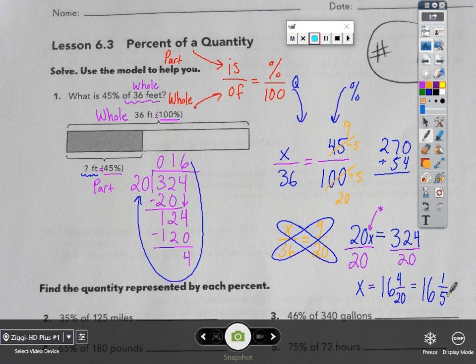This is not a final answer. We need to give these labels. We've been measuring these quantities in feet, so I should make sure that it indicates feet at the back. Bam. Okay. This is one possibility.